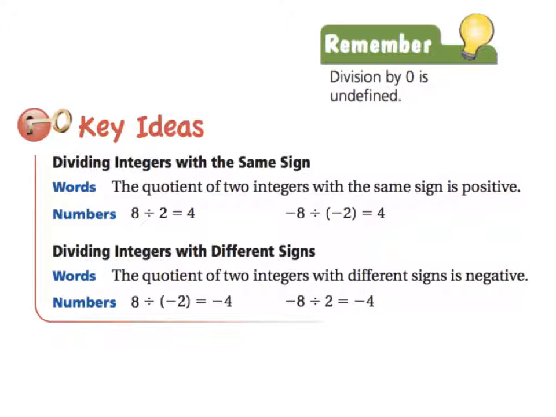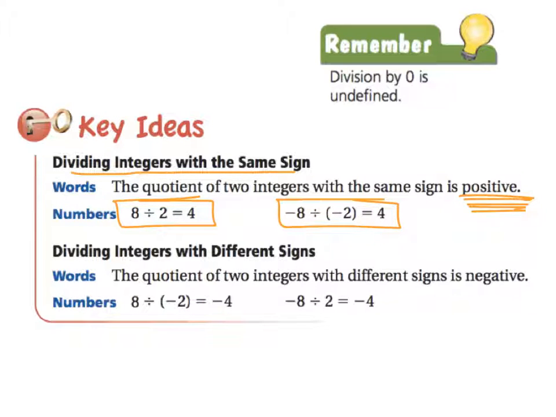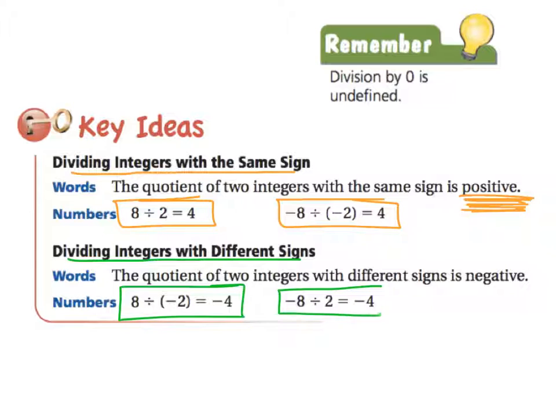Now that we understand multiplying integers, let's move on to dividing integers. It's actually the same rules, which is kind of nice. If you're dividing with the same sign, so two positives or two negatives, just like when we multiply, our answer is going to be a positive. If you're dividing with different signs, so a positive and a negative, or a negative and a positive, just like multiplying, our answer is going to be negative.